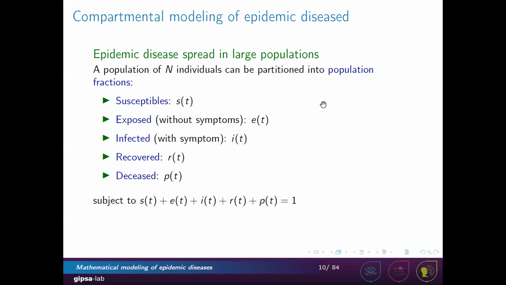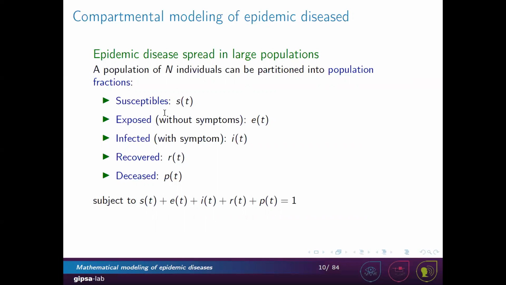Let's start with an example. Suppose we want to model an epidemic. We can split a population of n individuals into 5 groups of people. The first group is the group of susceptibles, which we represent the fraction by S of t. Susceptibles are the healthy people which can get infected.